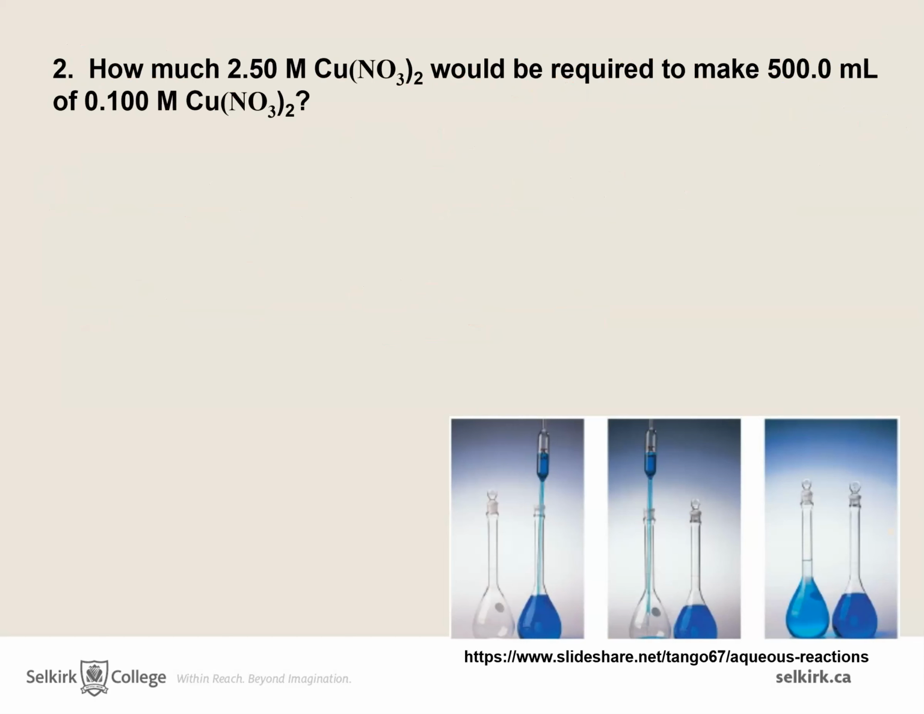Let's try another question here. I'm going to take some 2.50 molar copper(II) nitrate and use it to make 500 milliliters of 0.1 molar copper nitrate. To solve this problem, I need a good visualization of what's actually happening here. I'm taking a more concentrated solution and turning it into a solution of lower concentration. The way I'm going to do it is a dilution of the original solution.